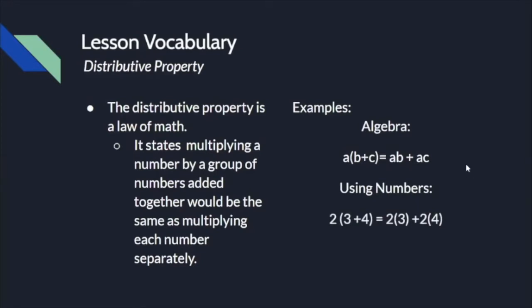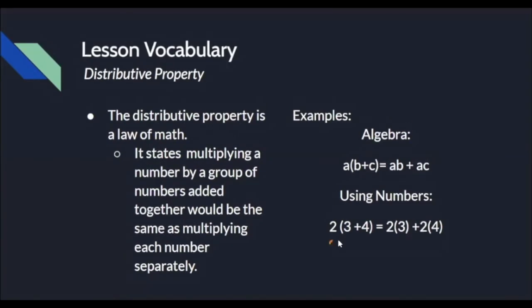I used a equals 2, b is equal to 3, and c is equal to 4. Notice this number 2 is outside of the parentheses. If we pay attention to just the left side of the screen and we solved it according to order of operations, we would do what's in the parentheses first, or 3 plus 4. 3 plus 4 is equal to 7, and 2 times 7 is equal to 14. Keep that in mind while we try the distributive property.